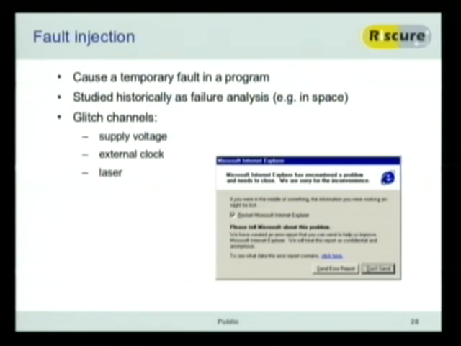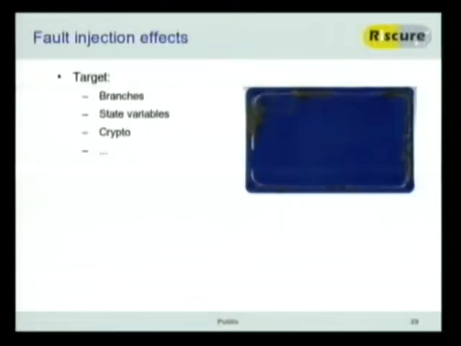And there's different channels that you can glitch. You can glitch the supply voltage of a chip. You can glitch the external clock, which on smart cards is provided externally. And you can go into the cool kind of laser glitching stuff. Now, the effects of fault injection can vary. But basically, your targets are branches, like if pin is correct, then do this, else fail. Well, that's a nice one to glitch. All kinds of state variables, for instance, cards that are able to lock themselves, you could unlock them.